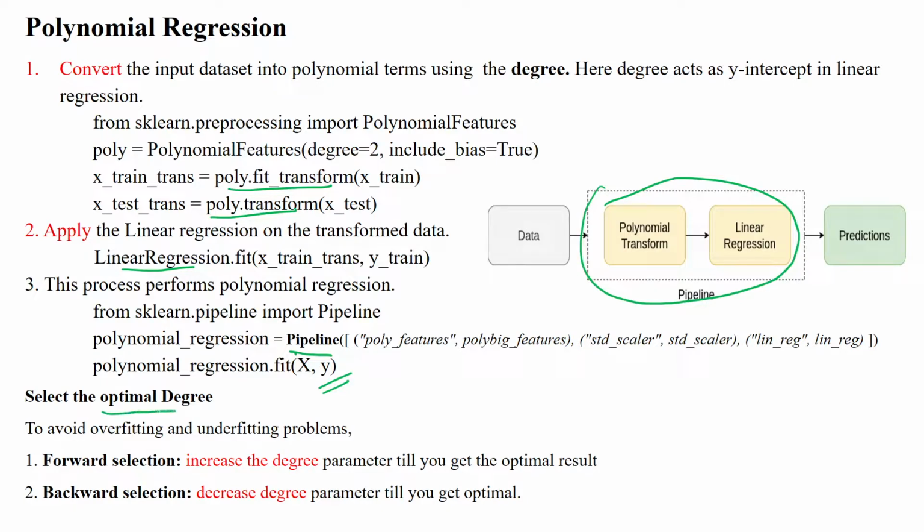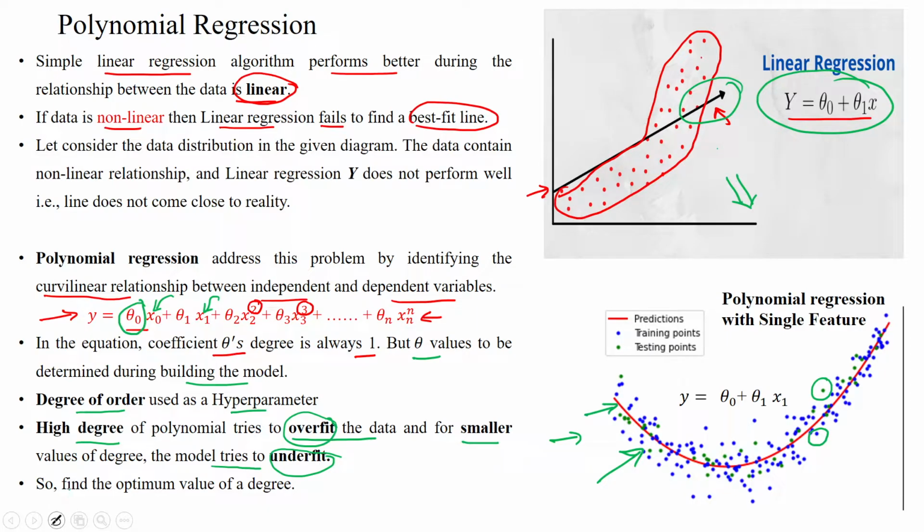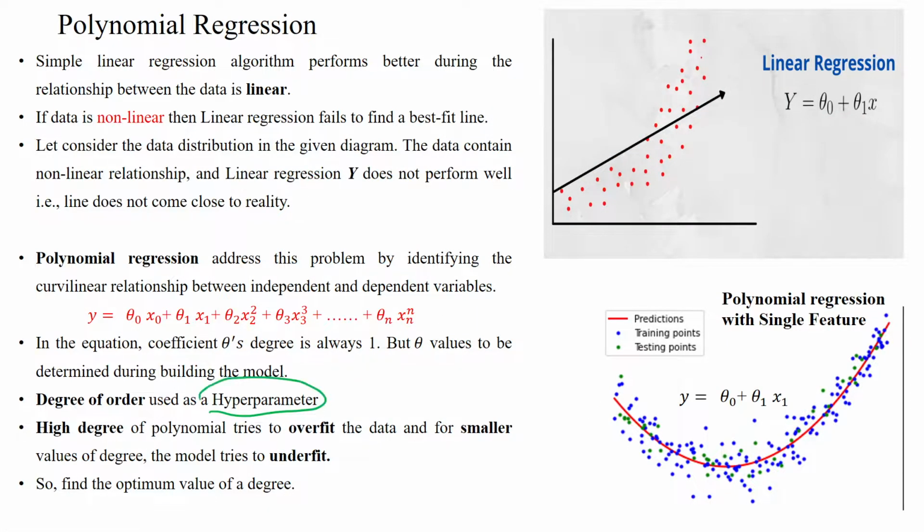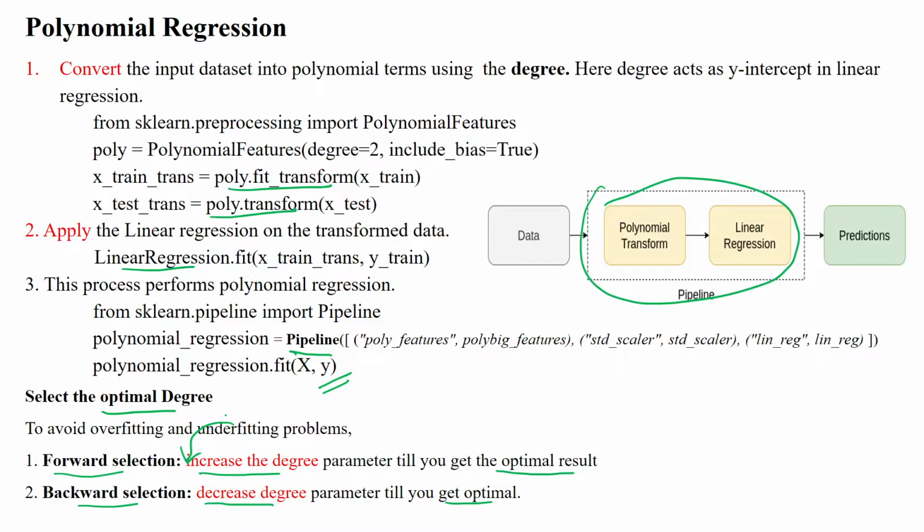Here is how to select the optimal degree for the polynomial equation. In forward selection, we increase the degree step by step until we get the optimal result. In backward selection, if we are getting overfit, then we have to decrease the degree until we get the optimal solution. We play with the degree of the polynomial equation because the degree is acting as a hyperparameter in polynomial regression.